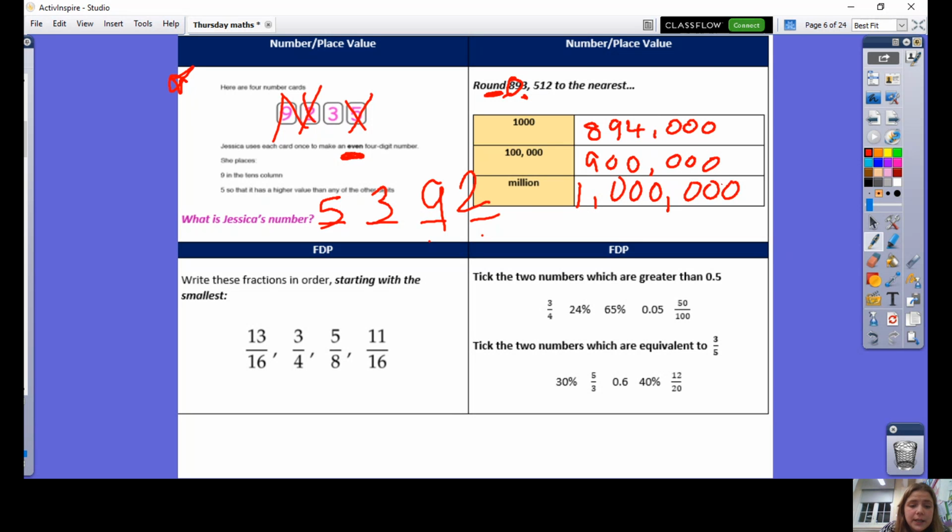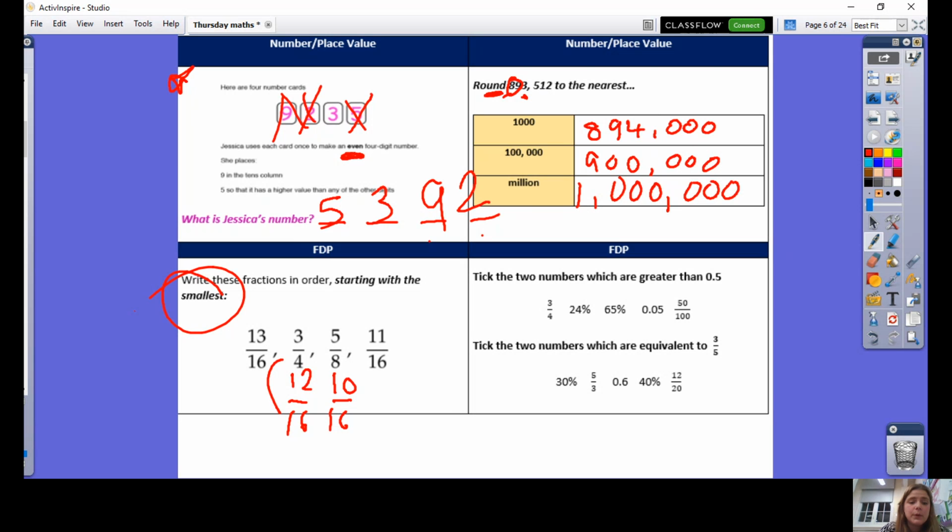Right, to order these, I need them all to have the same denominator. As 2 of my numbers already have the denominator 16, I shall convert all of them to 16ths. To get from 4 to 16, I'm timesing by 4. 3 times 4 is 12. And to get from 8 to 16, I times by 2. 5 times 2 is 10. Okay, now I can order them.